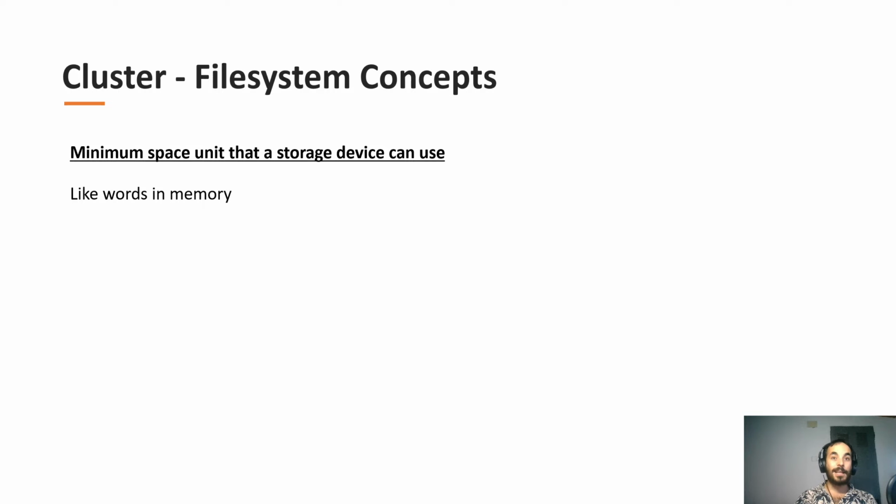Basically, it's like words in memory. In memory, the minimum memory space that can be used is 8 bits, 32 bits, 64 bits. In file systems, exactly the same concept exists, and it's called cluster, and it's like the tiniest space where you can store something. It can be like this, or bigger, but it's the smallest space. So what does that mean in real life?